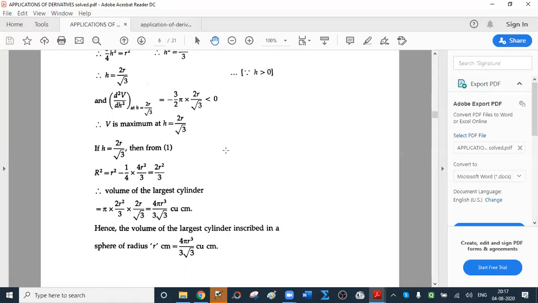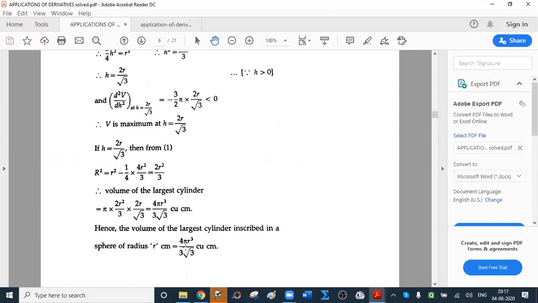Now what is asked? We are asked to find the volume of the largest cylinder which can be inscribed in the sphere. Now substitute the values. So pi, this is r square, this is h. So we get 4 pi r cube upon 3 root 3 cubic centimeter. Hence the volume of the largest cylinder which can be inscribed in a sphere of radius r is this.